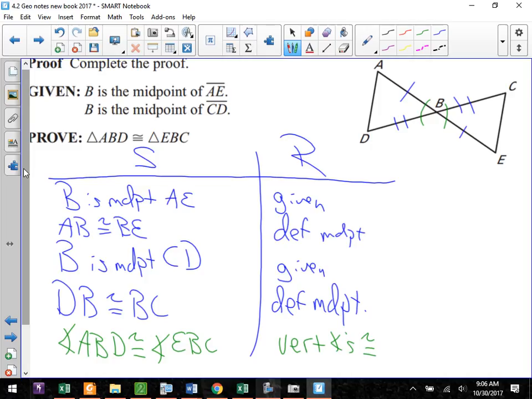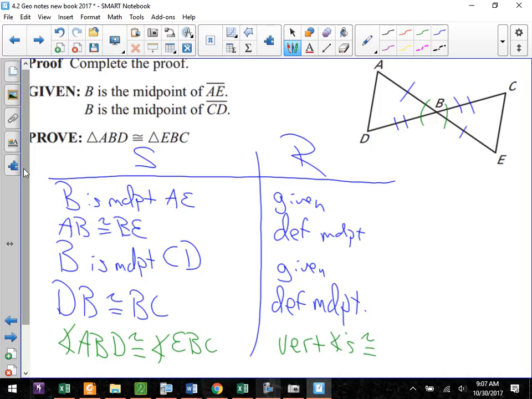Now, one of the things I want you guys to start picking up on, we have 3 parts that are already congruent on one triangle and 3 parts that are congruent on the other triangle. Look at how it's written out. I have 2 sides and an angle. Is that angle between the 2 sides? Are the triangles then congruent? They're congruent because of side, angle, side.